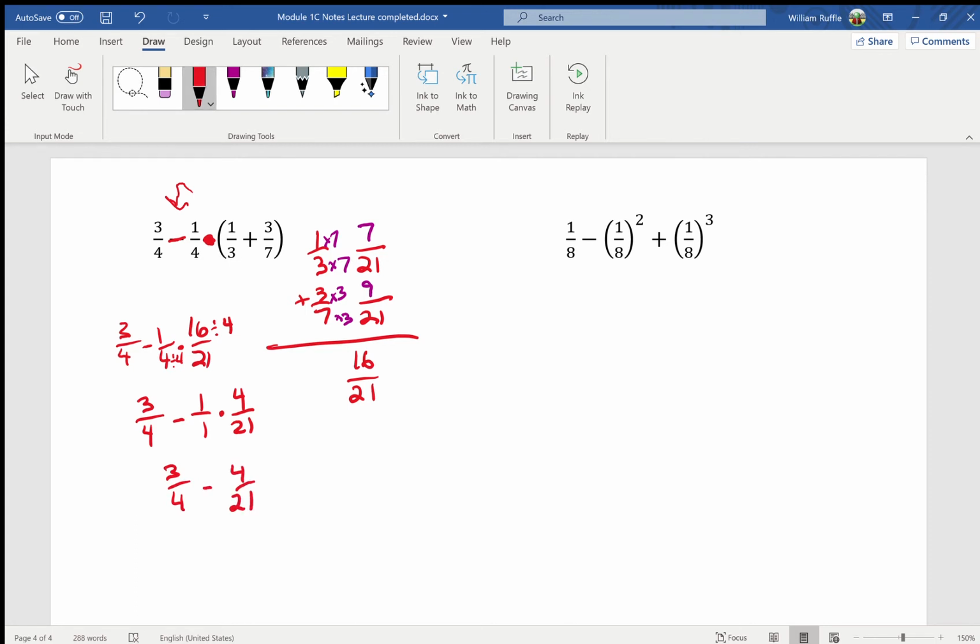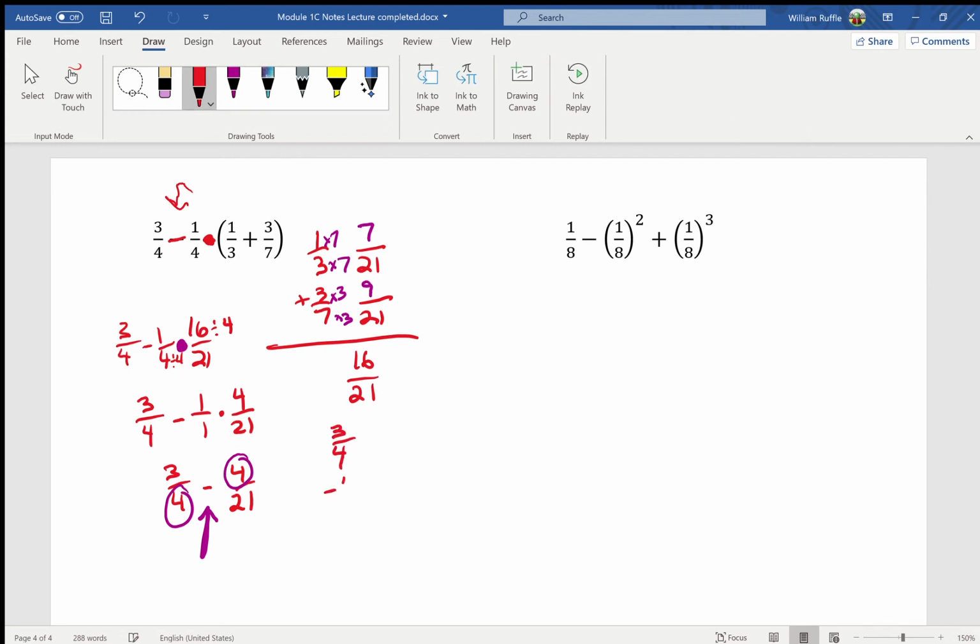Now, we must be careful in here. It is so tempting to try to both divide those by 4. But remember, this is a subtraction sign. We cannot reduce over a subtraction sign. Here is a multiplication sign, and I can always reduce over that. But I cannot reduce over a subtraction sign. So I got to do this.